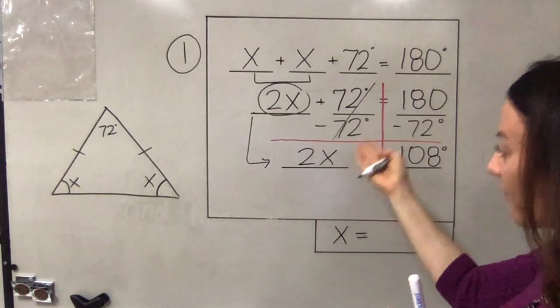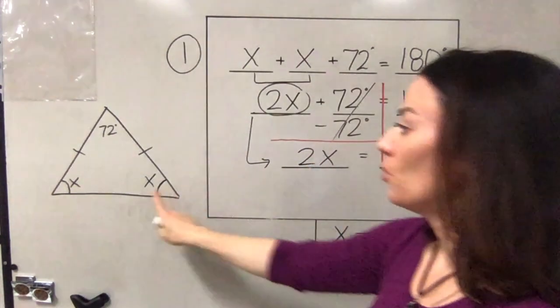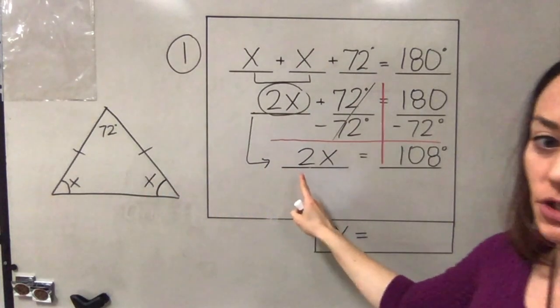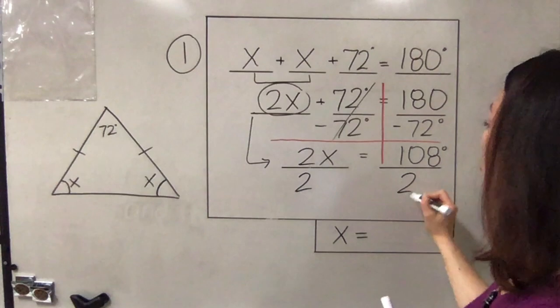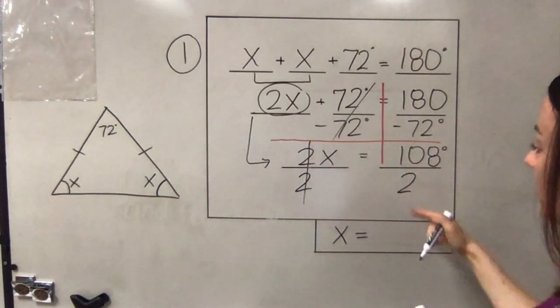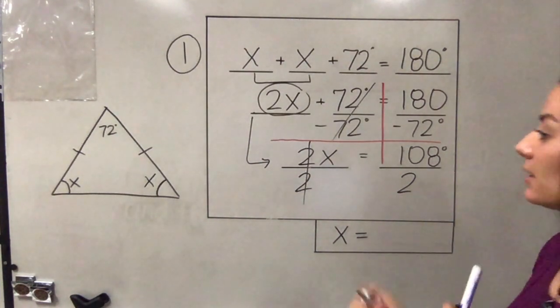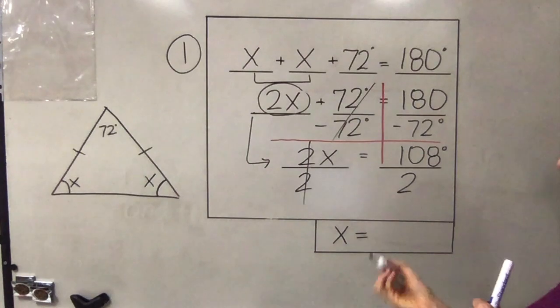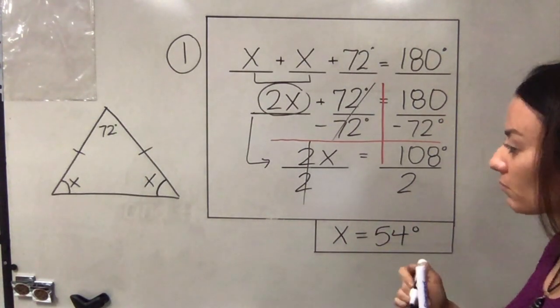Okay, now we have one more step, because we found 2X. We didn't find X. So what do we have to do to both sides? Divide by what? Divide by 2. Awesome. So 2 divided by 2 is 1. Put 108 divided by 2 on your calculator. What is that? It is what? 54. Good job. 54 degrees.